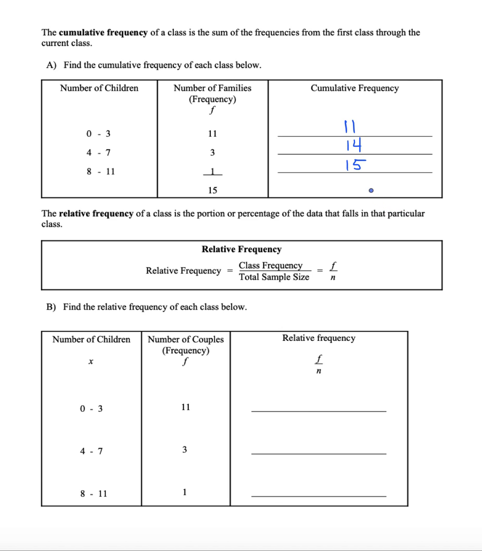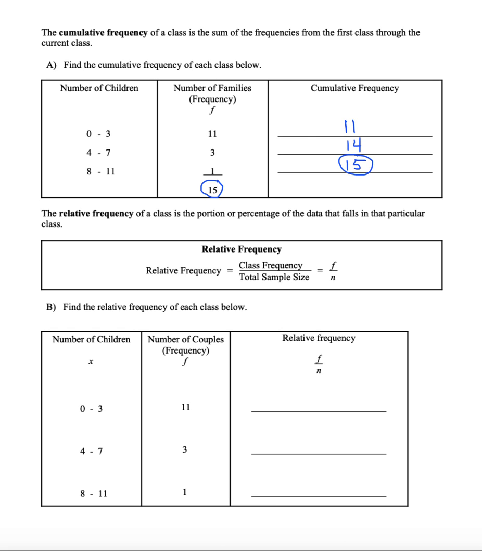You know you did it right if at the end you find that your cumulative frequency equals the number of responses that you have in the frequency distribution. That's a good way to check to see that it's done right.